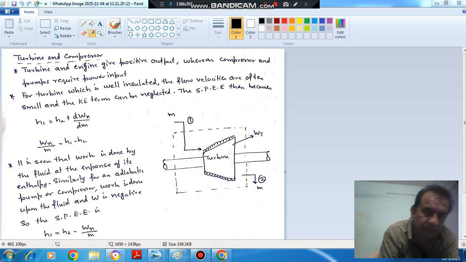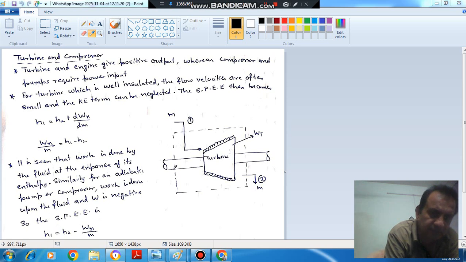So we know that the turbine and engine produce work, and compressor and pump require work or power input. So to consider this as an application of steady flow process, this is your turbine. This is the inlet condition, this is the outlet condition, and it produces WT amount of work. And the turbine is insulated so that no heat can cross the turbine. The energy comes in at one and goes out and produces work. No external heat is supplied.